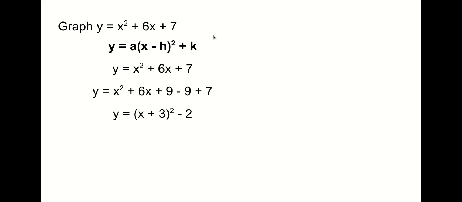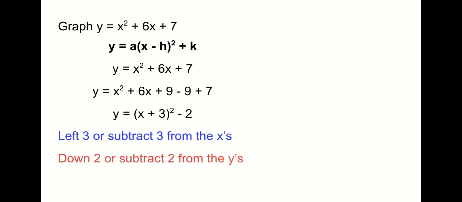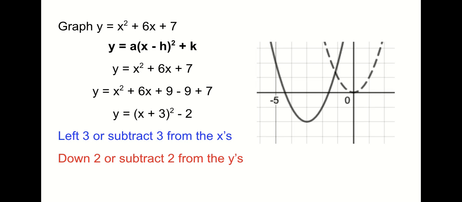So I just have to apply my transformations, which are left 3. So this plus 3 is left 3, or subtract 3 from all the x values. And minus 2 on the outside is down 2, or subtract 2 from all the y values. So take your original x squared graph and subtract 3 from all the x's and subtract 2 from all the y's, and this is what you'll get. The dotted one's my original. So here's the vertex 0, 0. Subtract 3, subtract 2, now it's at negative 3, negative 2.